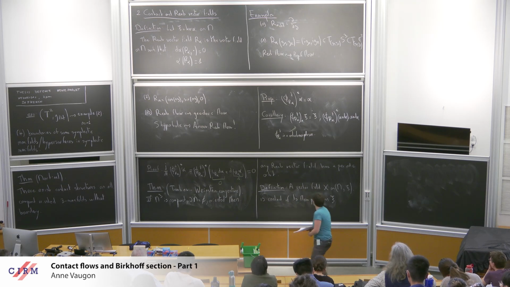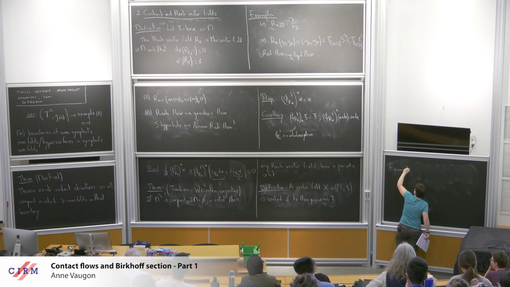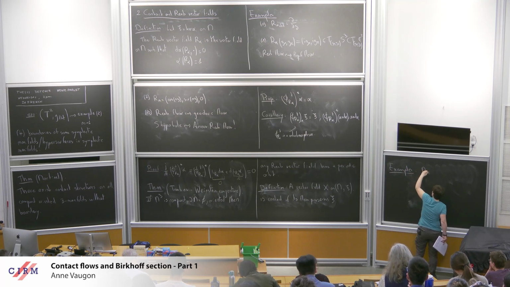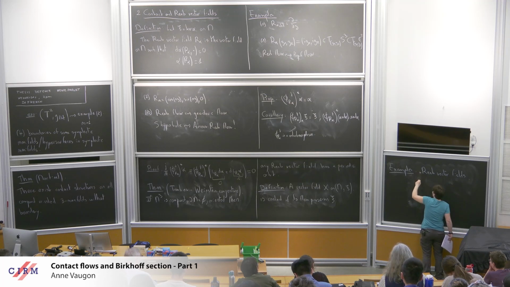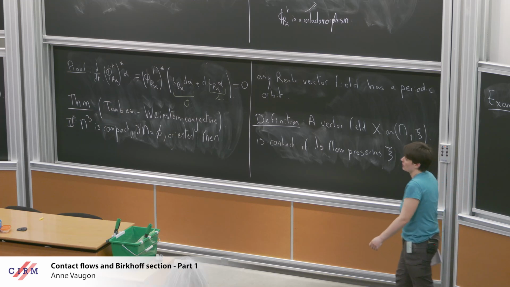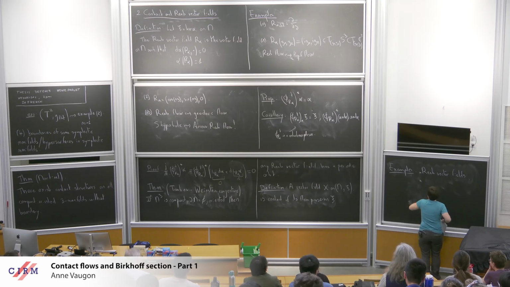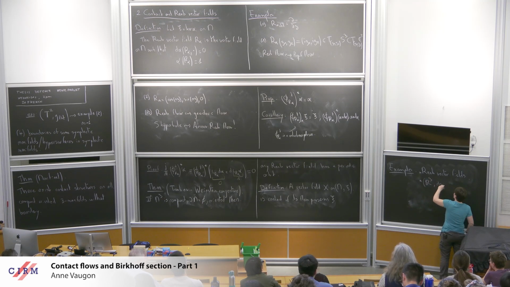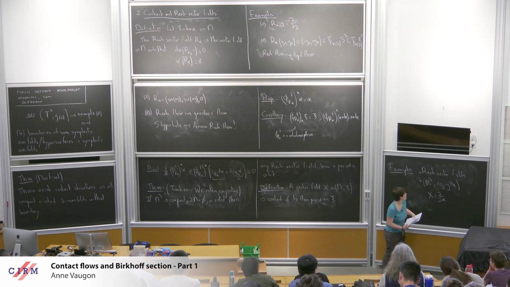So examples of contact vector fields are obviously Reeb vector fields. But it's not the only vector fields. Those are the ones transverse to the contact structure, and not the only ones that can preserve the contact form. So I will give you another example in R3. With the standard contact structure, d over dx, its flow clearly preserves alpha, but when y equals 0, this is tangent to the contact plane.